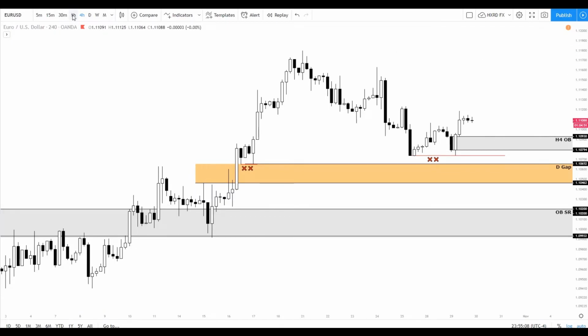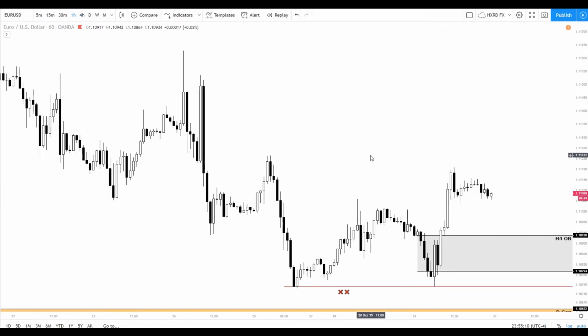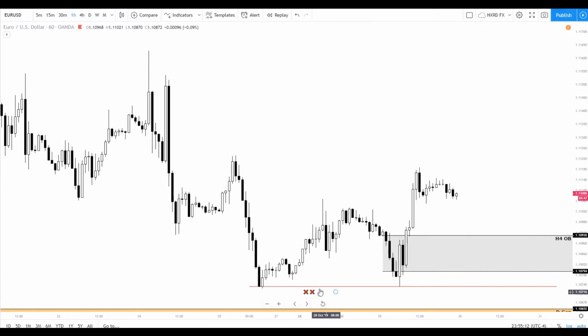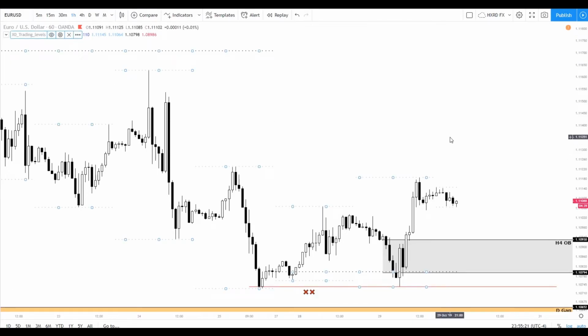let's check what we have on the 1 hour. Yeah, I don't like these clean lows at all. If we could find out what was yesterday's low. Yesterday's low comes at here. So I don't like this at all.